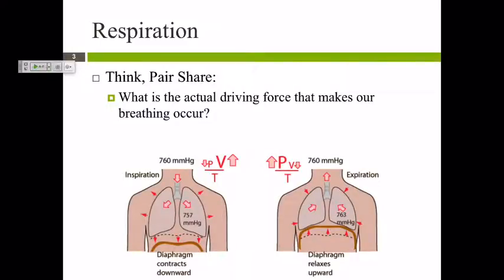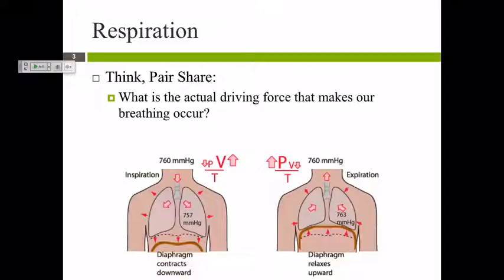There's a diagram. What do you guys notice about the difference in pressure when we're breathing between inside and outside? Not much. What's the difference? 3. Yeah. 6 and 3 what? Millimeters of mercury, which is also called torr. So 1 atmosphere is 760 millimeters of mercury, or 760 torr.